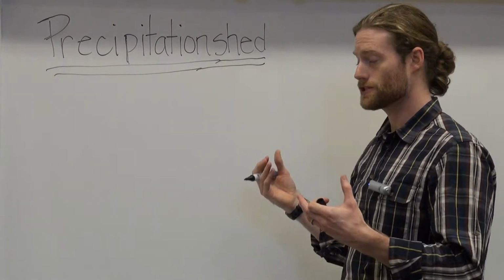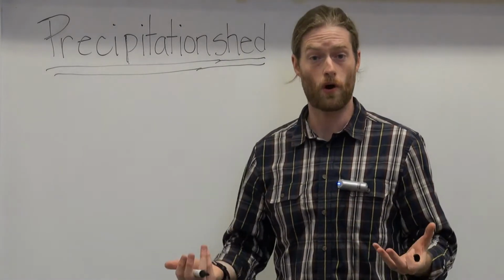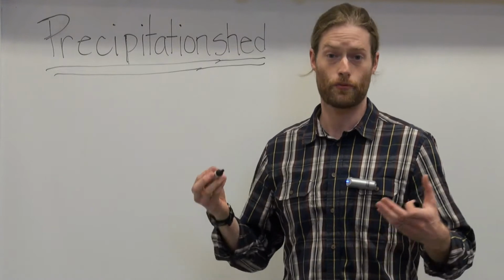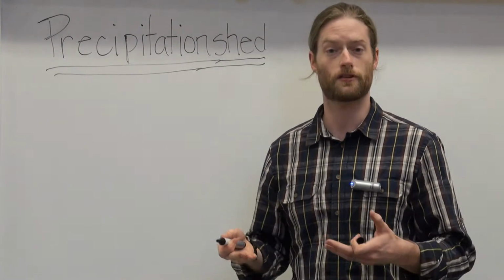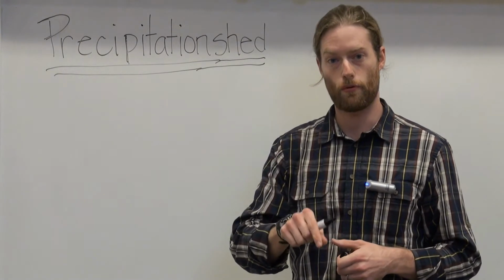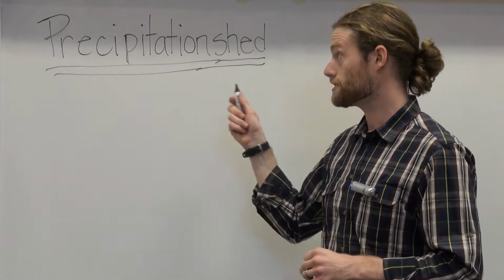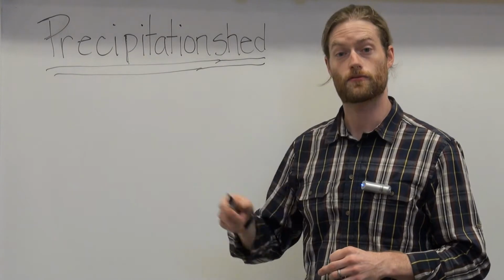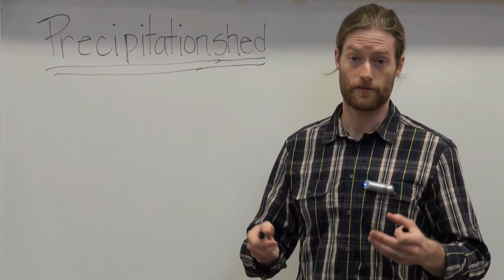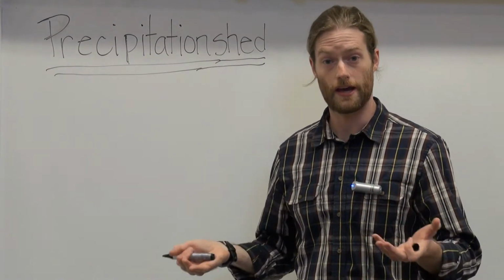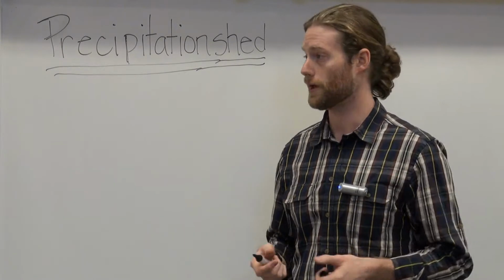And so a precipitation shed can be thought of in the same way as a watershed. On the surface of the earth, we have water that runs off the land and flows to a certain point. And we can think of that entire area as the watershed. Well, a precipitation shed is the same thing, except it's for the atmosphere. A critical difference is that it includes both the atmosphere and the land, this three-dimensional space.